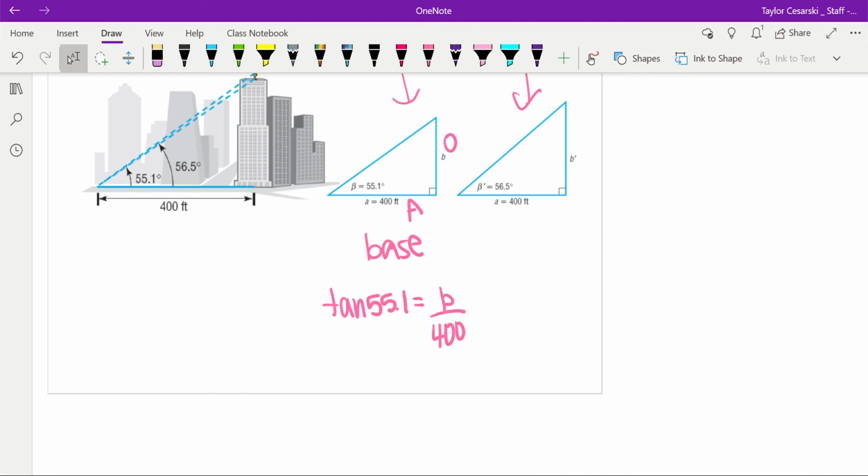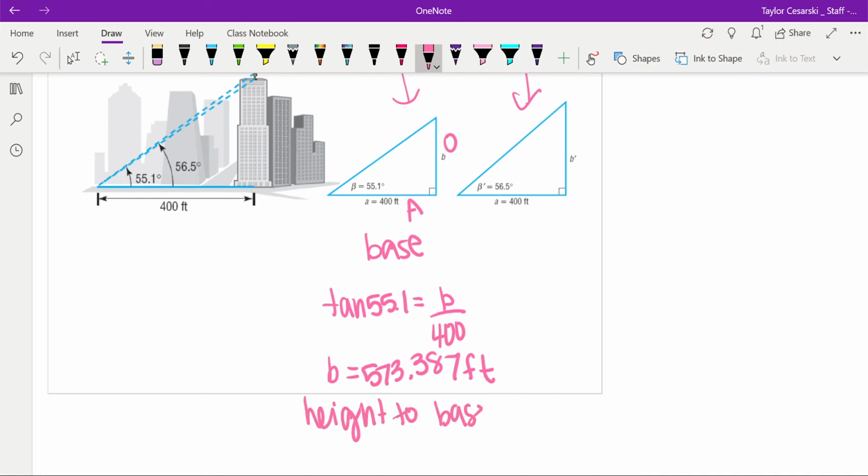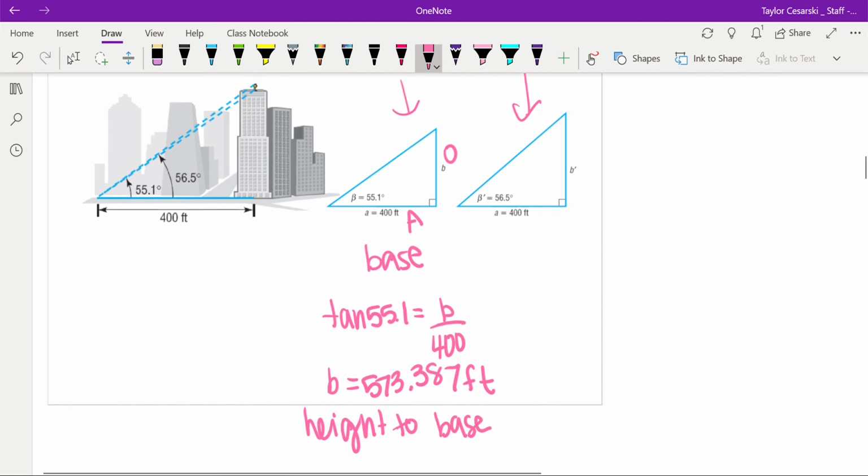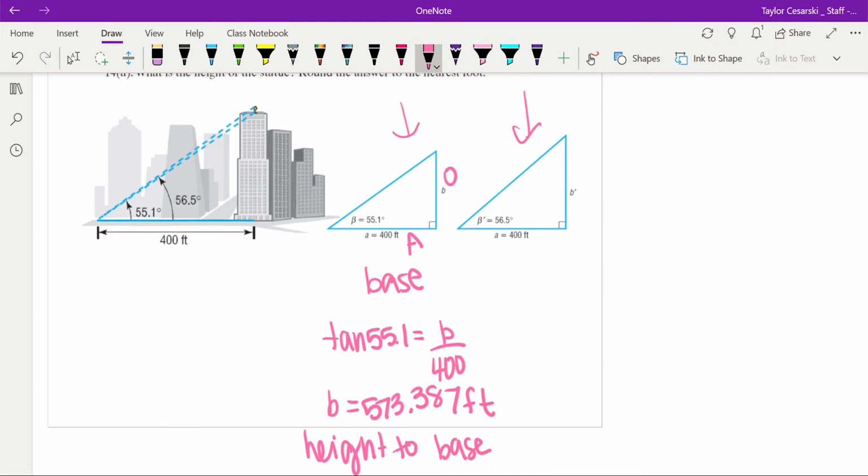Multiply both sides by 400. So tangent of 55.1 times 400 gives 573.387 feet. So that is the height to the base of the statue.